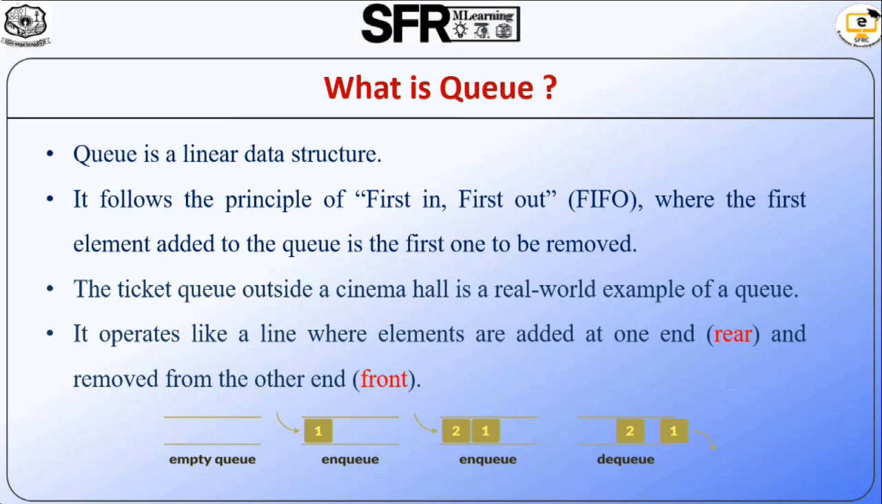For example, in a cinema hall ticket queue, the person who enters first gets the first ticket, and the person who enters last gets the ticket last. So it operates like a line where elements are added at one end, called the rear, and removed from the other end, called the front. The diagram shows the FIFO representation of a queue.